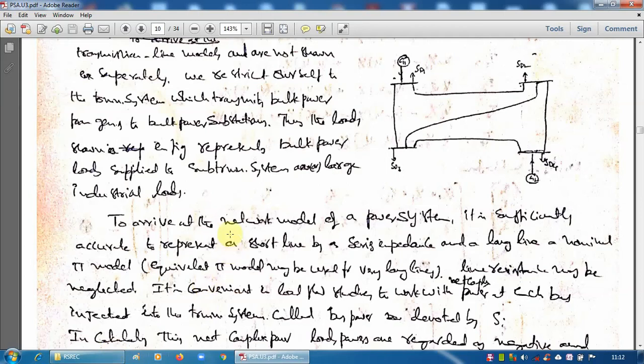In getting that suitable model or suitable network, first what we do is, we will assume all the lines, if it is a small, short line, we will represent it by only one series impedance, that's all. If it is a long or medium line, we will represent that line by pi model. So that is one point. Lines are to be represented either by simply series impedance or in pi model. That is one point in preparation of model.